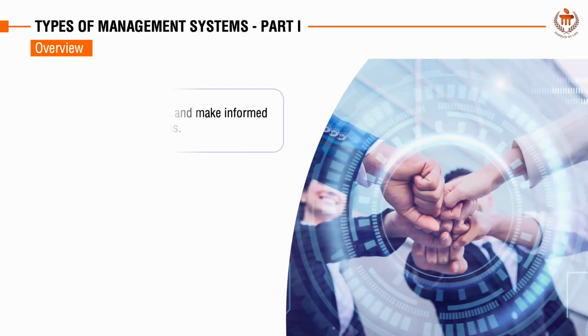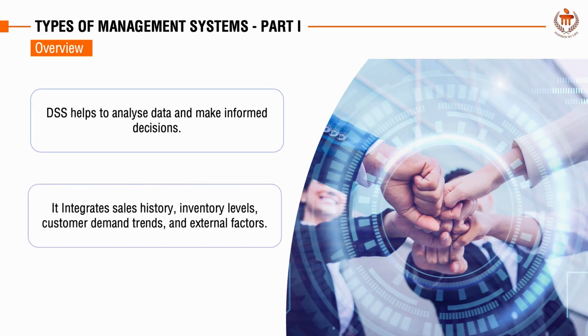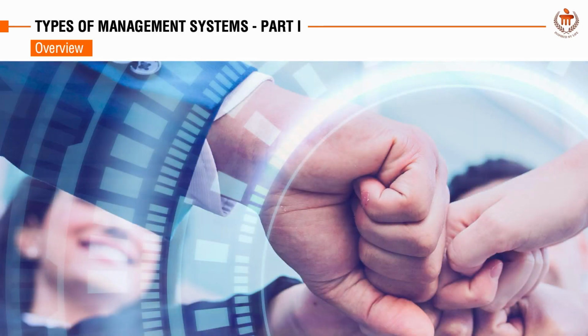With this regard, the company's decision support system, DSS, is available to help you analyze data and make informed decisions. The DSS integrates sales history, current inventory levels, customer demand trends, and external factors such as local festivals or regional preferences. Here's a question for you as per this scenario.